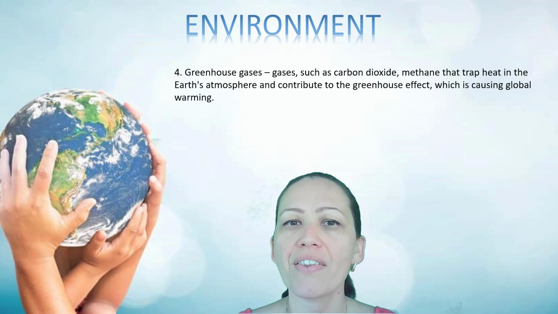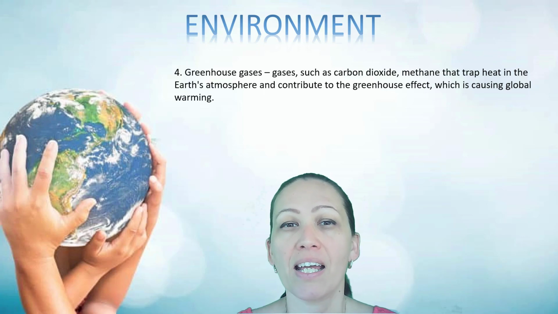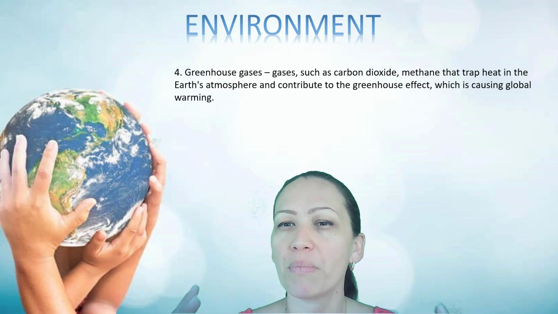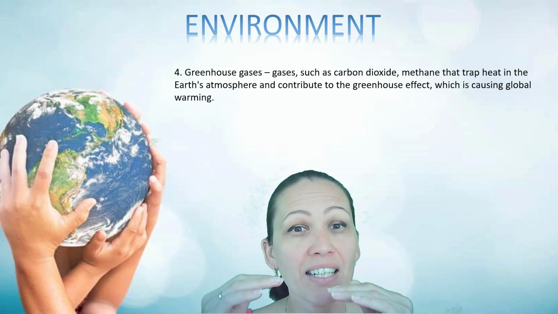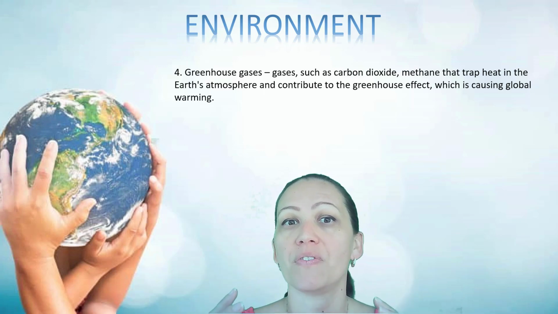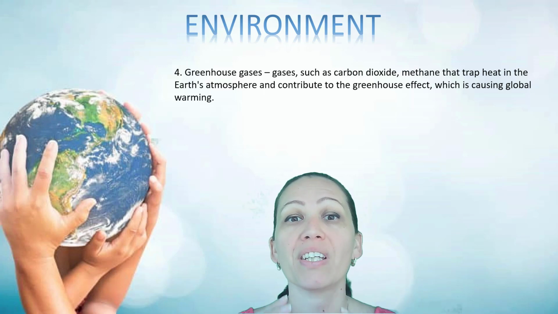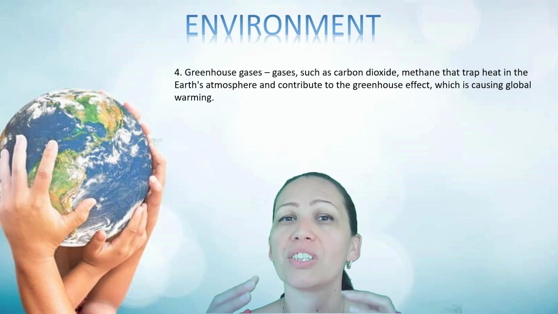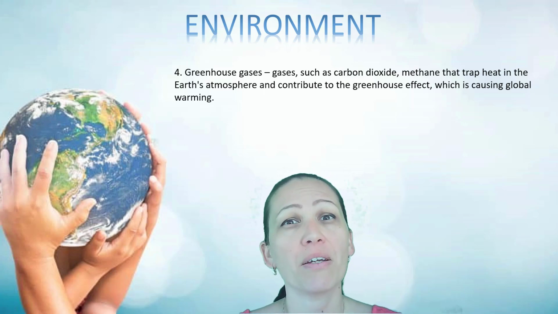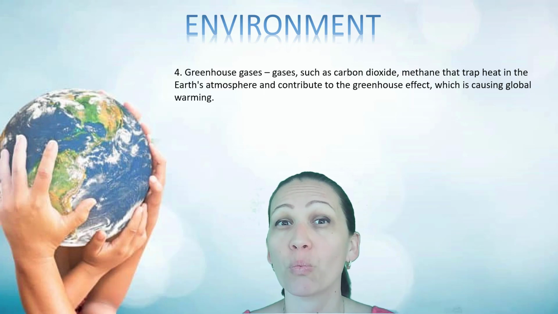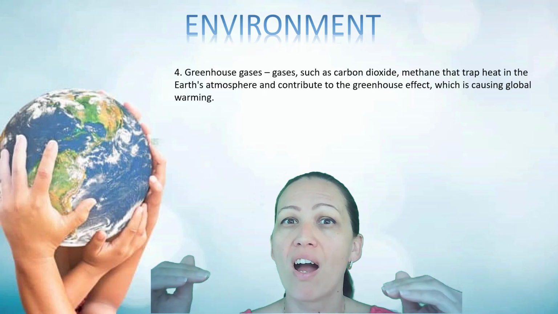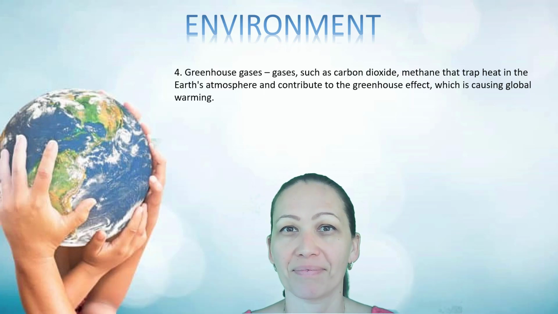So what are these greenhouse gases? They are those gases such as carbon dioxide or methane that trap the heat in the Earth's atmosphere, and this contributes to the greenhouse effect, which is causing global warming. So here we're talking about all the toxic gases that are emitted into the atmosphere, and what they do is make the Earth's temperature rise, increase.